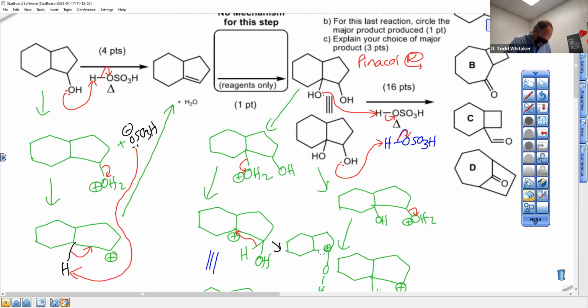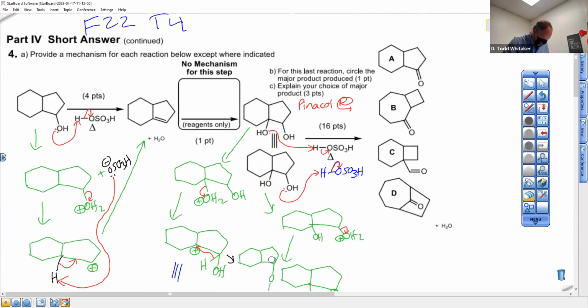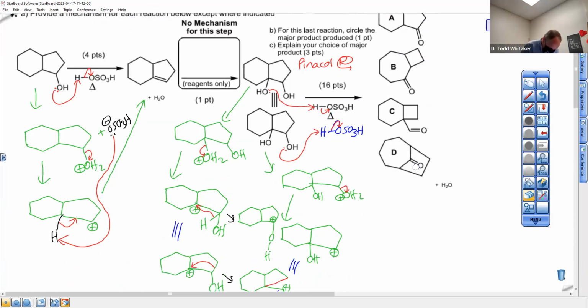It's the same rings and ketone on the small ring. That's A, right? So how do I get that to be A? Yeah, I got to move some stuff around. You go there. How do I get this to be A?